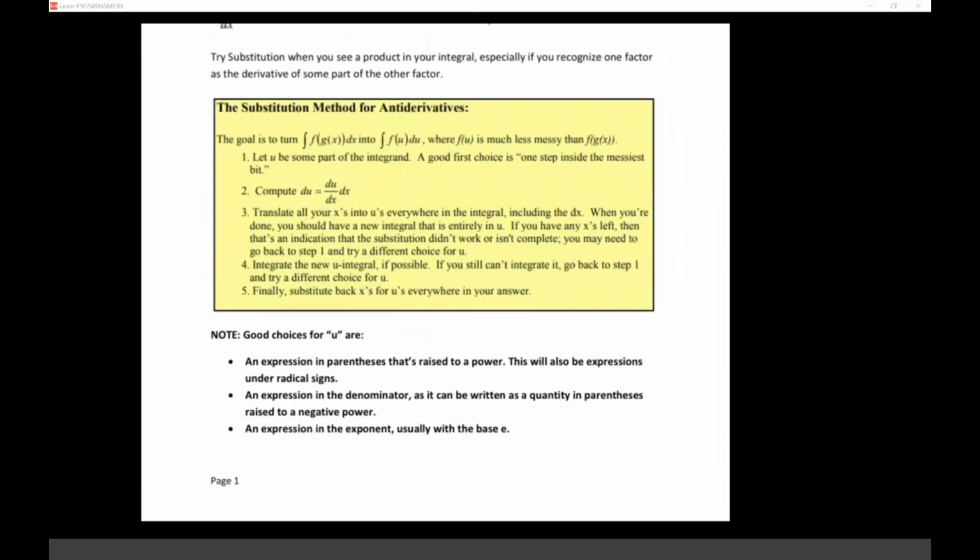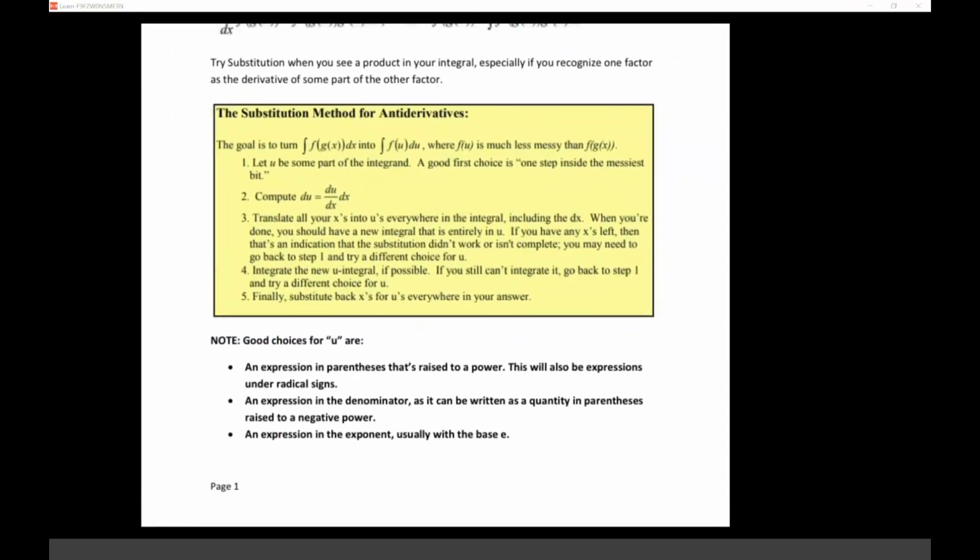Okay, so I know they said pick u to be the messy bit, but here are some good choices for you. An expression in parentheses that is raised to a power. This will also be anything under a radical sign, because we can write a radical with fractional exponents, like a 1/2 power.